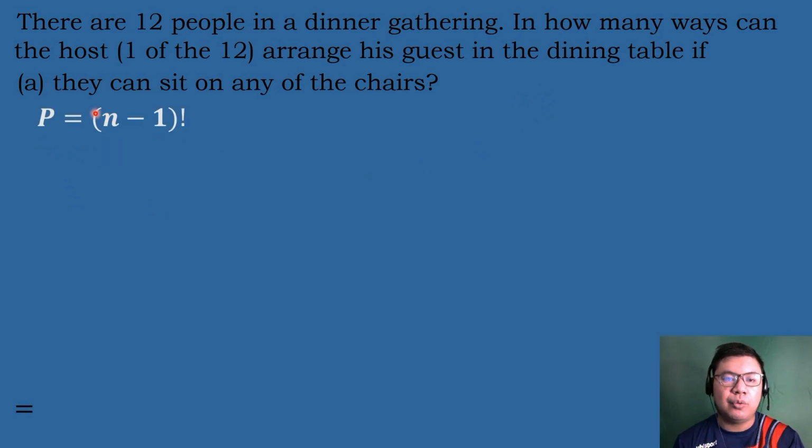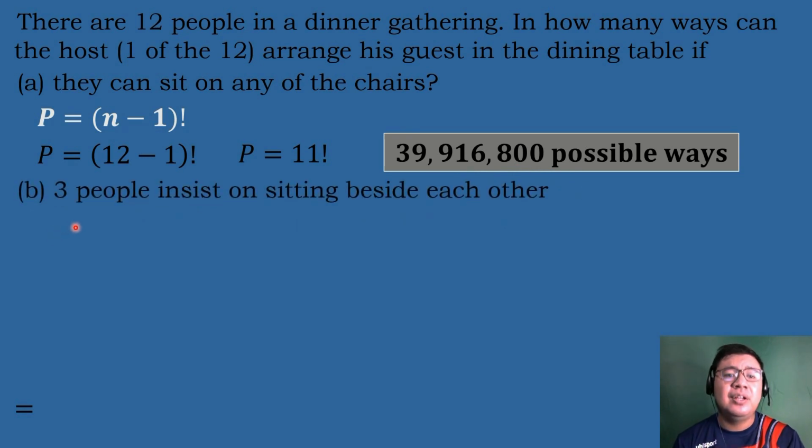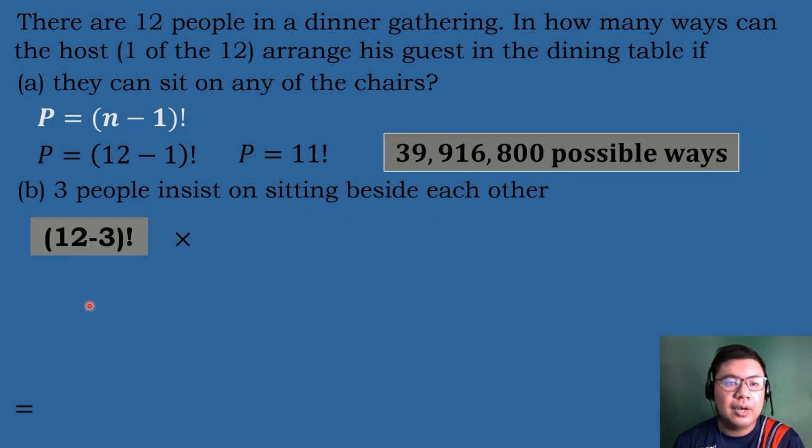We have P is equal to the quantity n minus 1 factorial. We will substitute the value of n, which is equal to 12. 12 minus 1 will be equal to 11, and then 11 factorial is equal to 39,916,800 possible ways. Now, how about if 3 people insist on sitting beside each other? To solve for that, we will subtract the value of n minus the 3 people who insist on sitting beside each other. Then we will get its factorial.